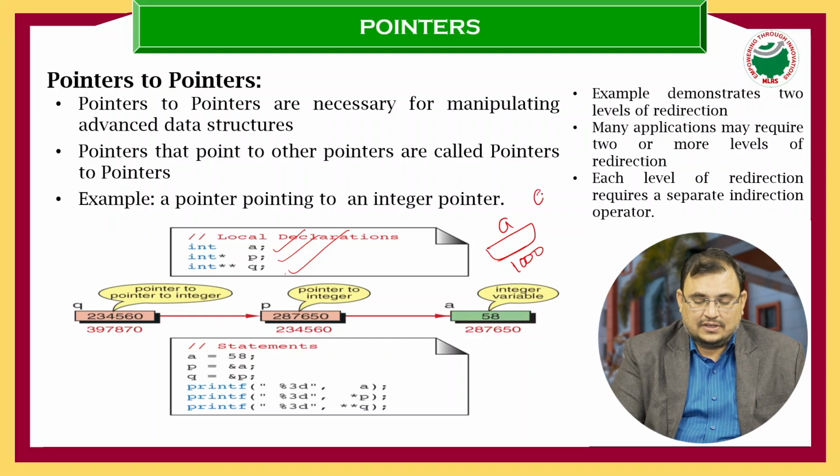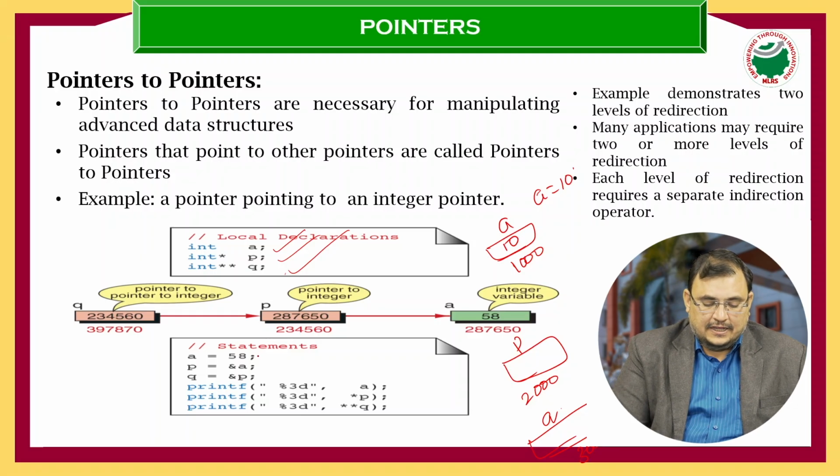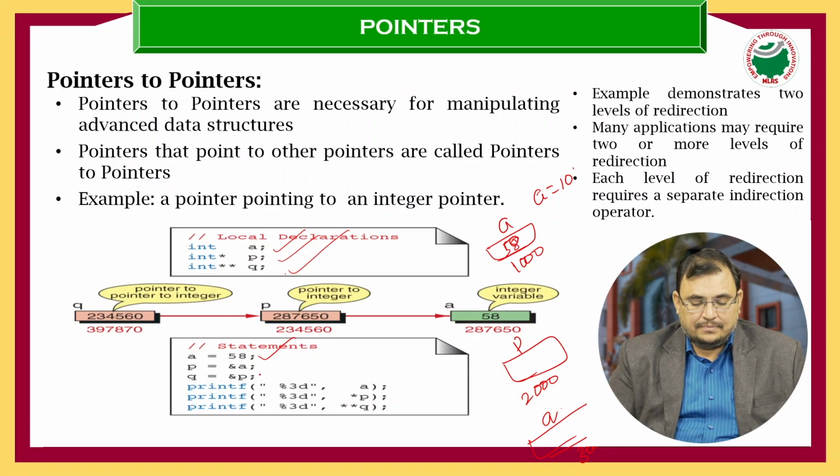If you assign a equal to 10, 10 is stored here. You are also creating int *p, meaning p is a pointer which also has an address, 2000, and you can also create a pointer to pointer q, which has the address 3000. Now a is equal to 58, so 58 is stored in a. Then p is equal to &a. What is the address of a? 1000. 1000 is stored in p.